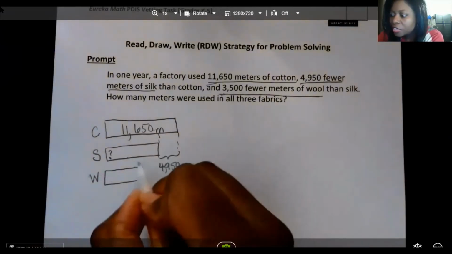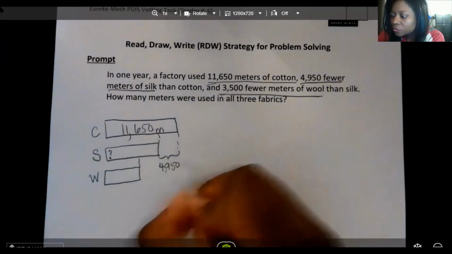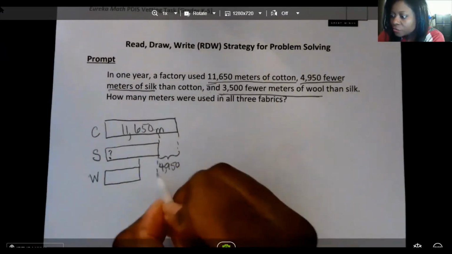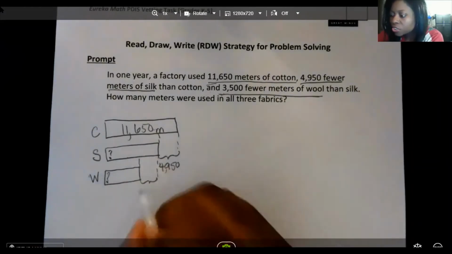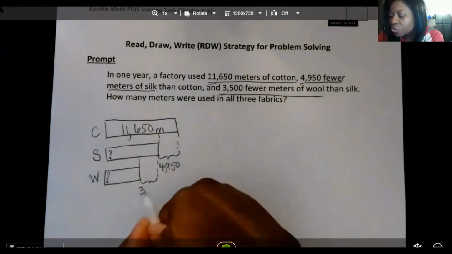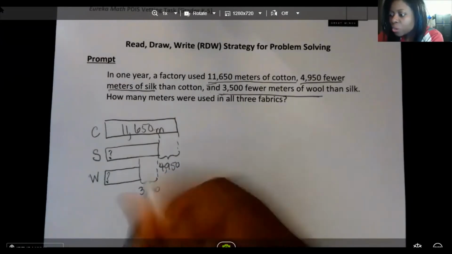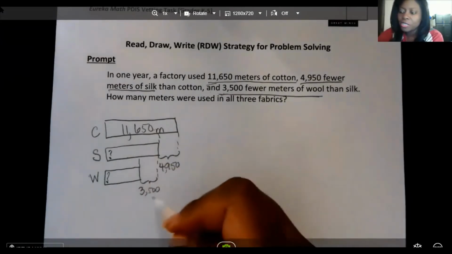This is the same thing because it said fewer. It said fewer. So I really don't know how much wool is there, but I do know that it's 3,500 fewer than silk, but I don't know what silk is either.